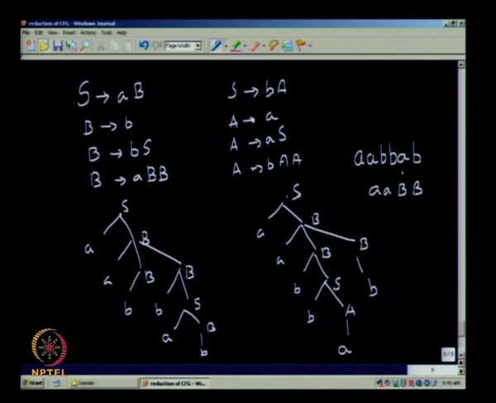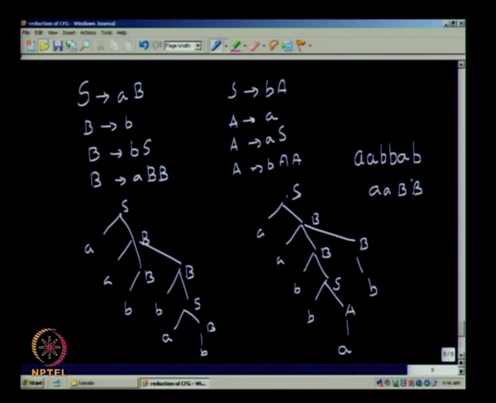We know that if a string is derivable from S, it has got equal number of A's and B's. If a string is derivable from B, it has got one more B than it has A's. If a string is derivable from A, it has got one more A than it has B's. Now, from this B, you have to derive a string which has got one B more than A, and from this B also you have to derive a string which has got one more B than it has A.